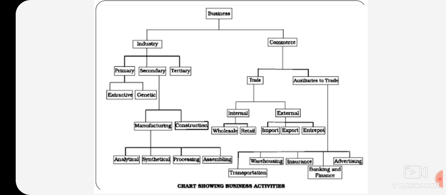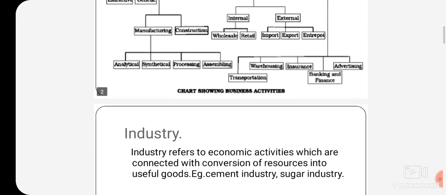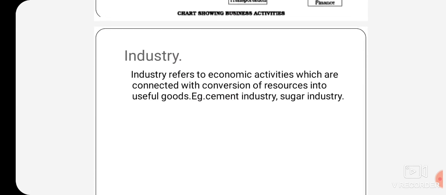So what do you mean by industry? What is industry?